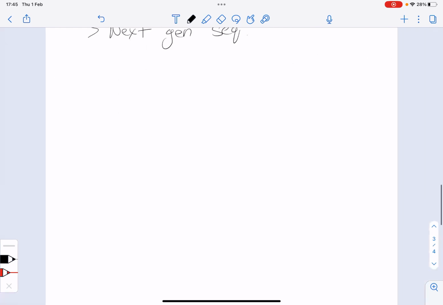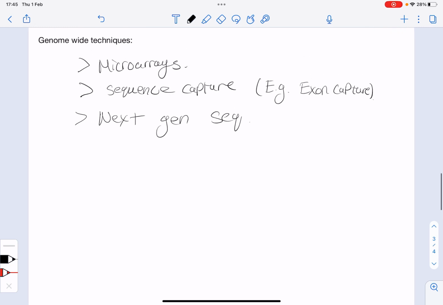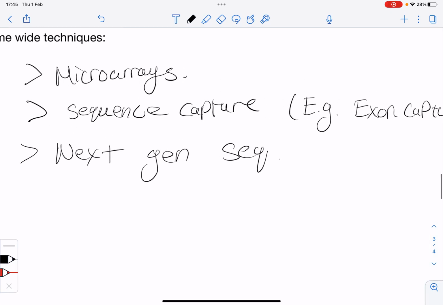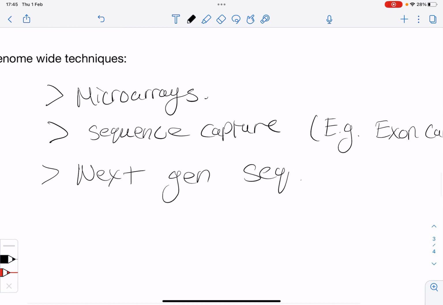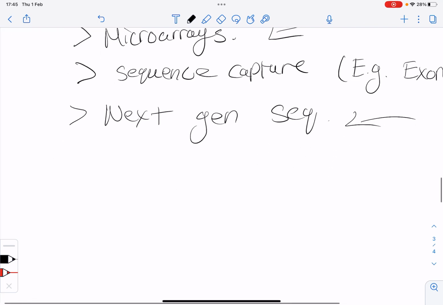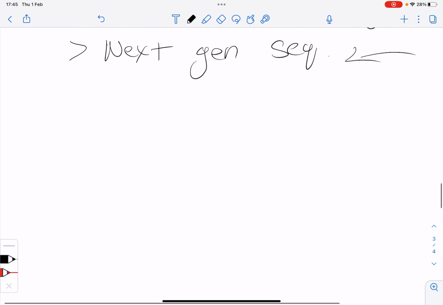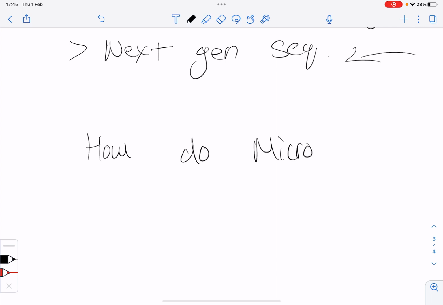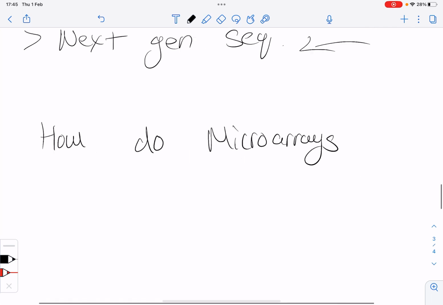And finally, moving on, just to understand briefly what two of these techniques do, mostly in universities, specifically biomed students, we would normally look at microarrays. We'll be making a video of microarrays soon, and next generation sequencing. So just to give a brief overview of how microarrays work.